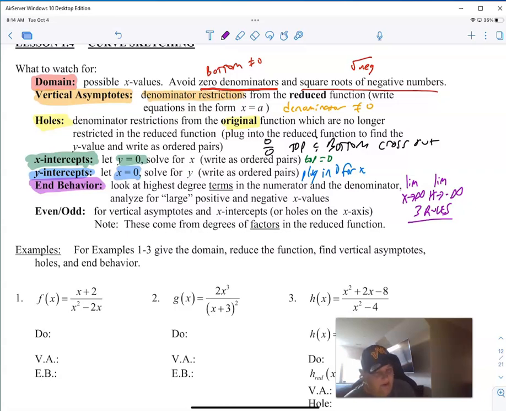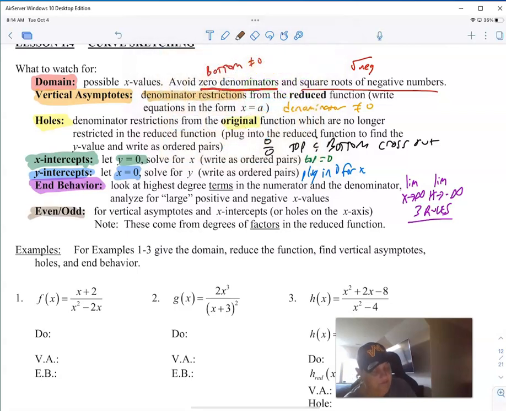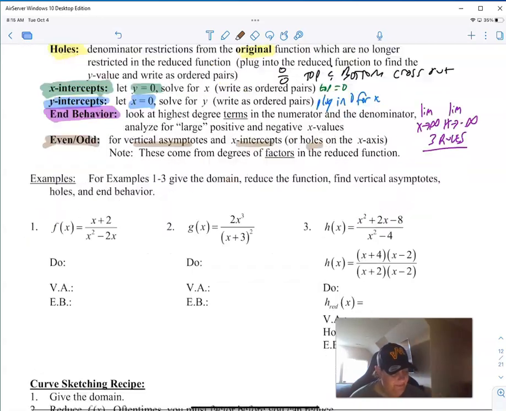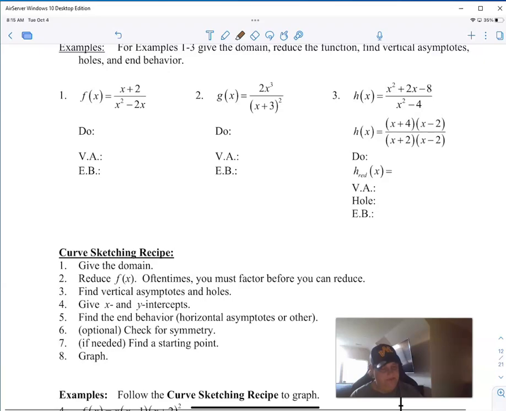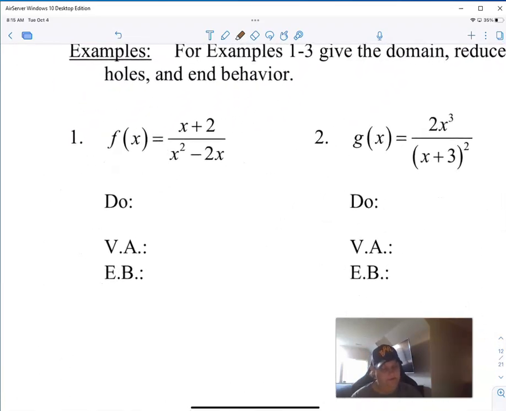Okay, and then our last one, whether it's an even or odd function, what kind of symmetry it has. This one might help you, but anyways, just check and see if the asymptotes, the x-intercepts, or the holes have a pattern to them, and that might help. Okay? All right, so let's just take an example of some of these. Give the domain, reduce it, vertical asymptotes, holes, and end behavior.